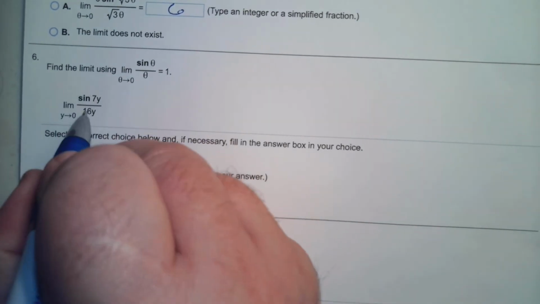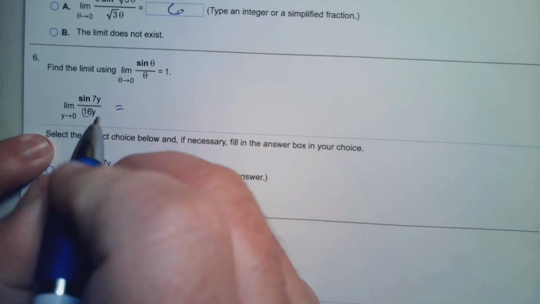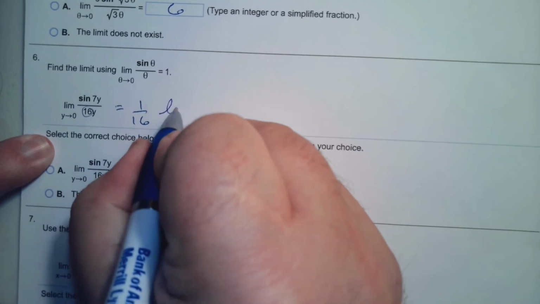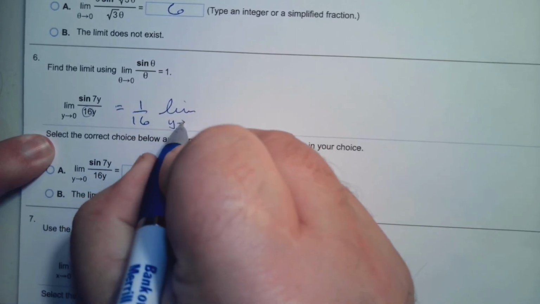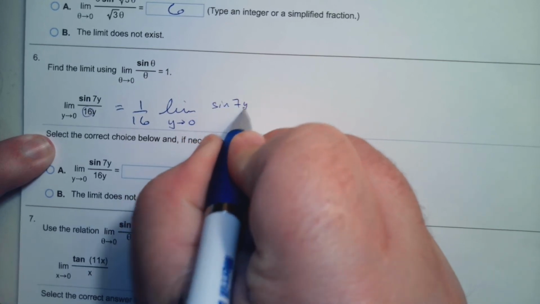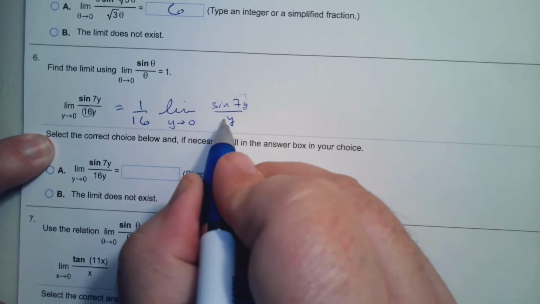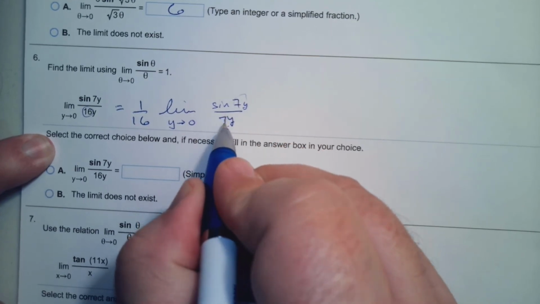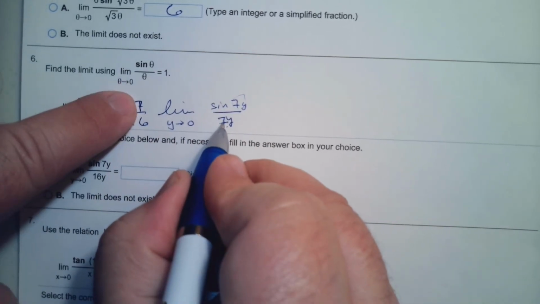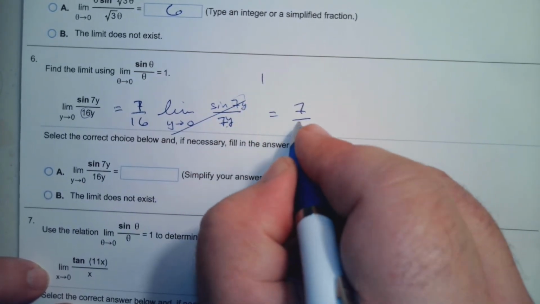Right, next one. So first off, that's a leading coefficient. y goes to 0. We have sine of 7y over y. In other words, this and this have to be the same, so it needs a 7 here, so we have to put a 7. If we put a 7 there, then we have to multiply by 7, because these two will cancel out. So that equals 1. The answer is 7 over 16.